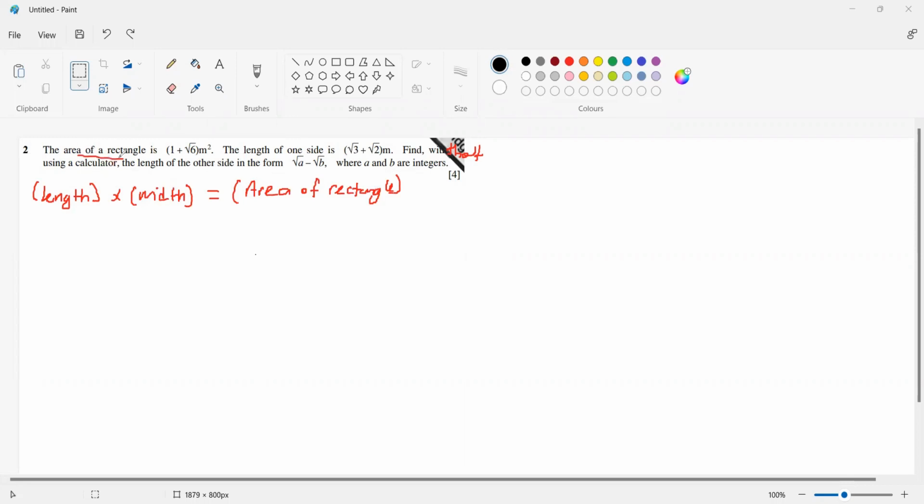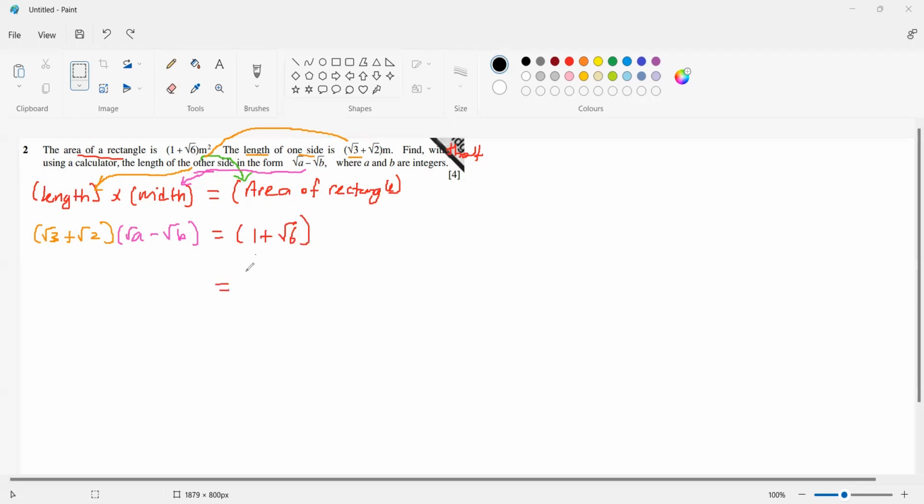Okay, the area of a rectangle is this part. So I just put an arrow first, it's going to be written here. So when they say the length of one side is this, the length is written as this part. Then we also can see the other side is in the form, this means it's going to replace that. Okay, let's replace each correctly, please. So this is root 3 plus root 2, and this one is root a minus root b. And then this is equal to the area of the rectangle, which is 1 plus root 6.